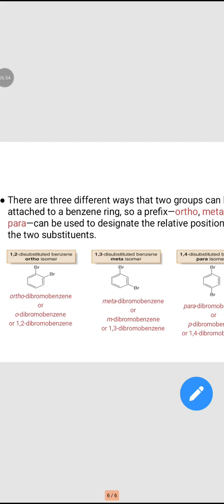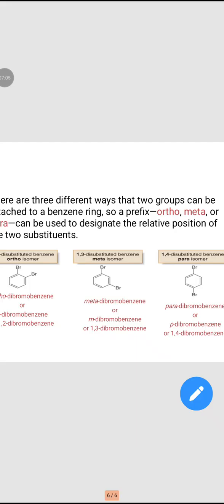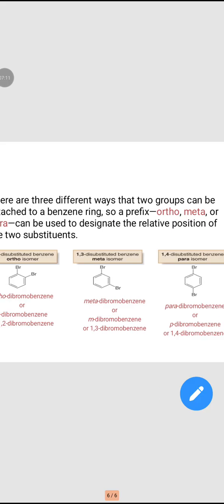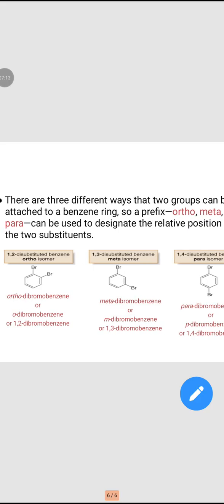So two groups are attached to benzene, and the names are given in three different ways. A prefix ortho, meta, or para can be used to designate the relative position of the two substituents.